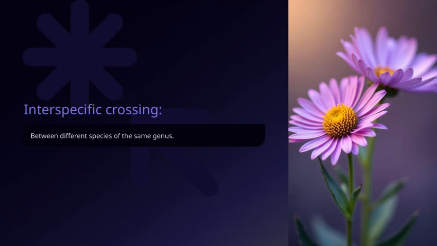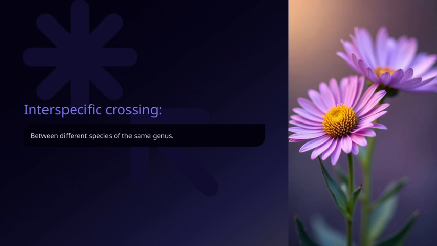Interspecific crossing refers to the process of crossing between different species, but importantly, these species are within the same genus. This means we're working with closely related species, which often have similar characteristics, but also some distinct differences. The key idea here is that by crossing species within the same genus, we can potentially combine desirable traits from each, which can be very useful in plant or animal breeding. This approach is particularly important because it allows us to introduce new genetic variation into a population, helping to improve traits like disease resistance, yield, or adaptability.